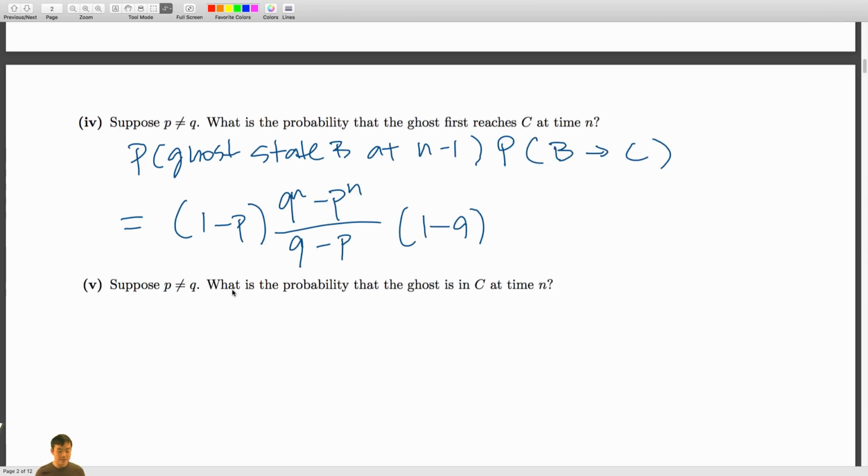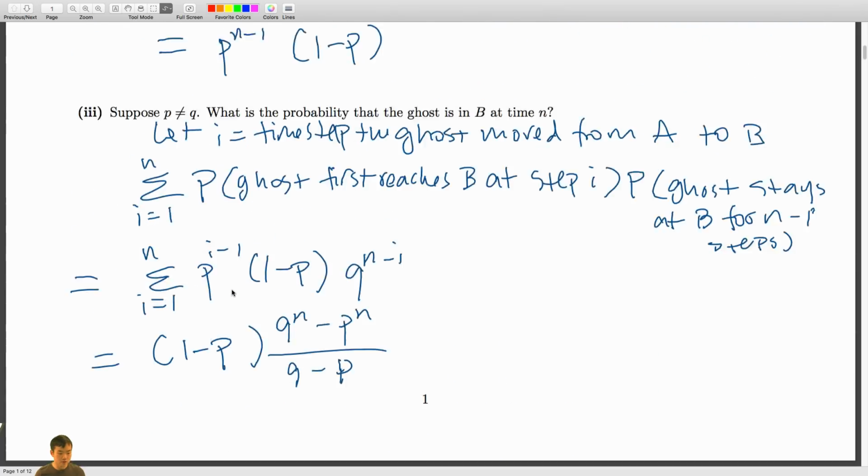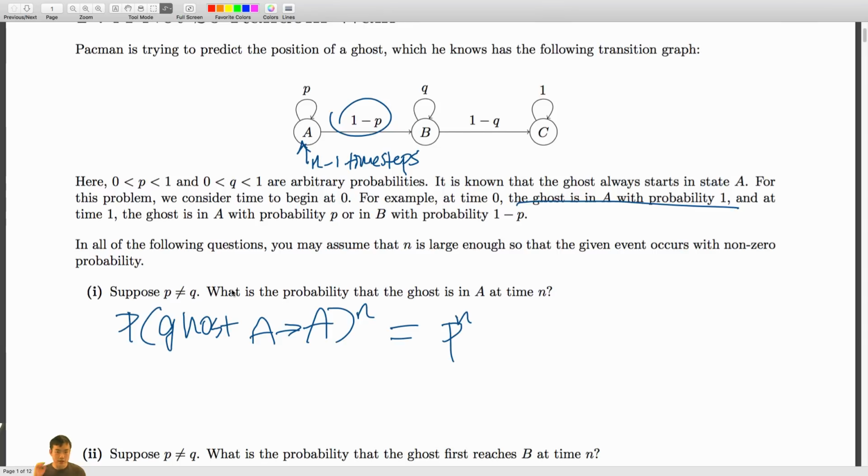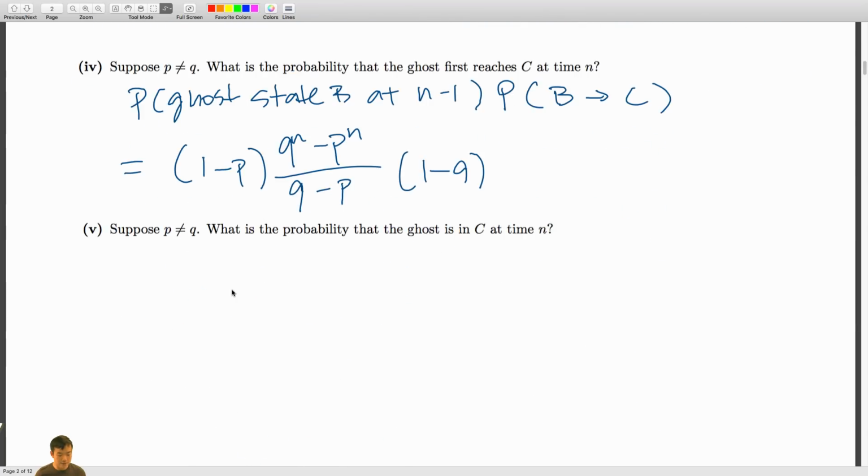Okay. So for the last part, we're going to consider the probability that the ghost is in state C at time step n. Like part 3, we can consider the probability that the ghost first gets to state C at time step i for some random variable i, and then will stay in C until time step n is reached. This will consider all the possible cases in which this could happen. So we can recruit knowledge from the previous part to get the probability that the ghost first reaches C at time step i.